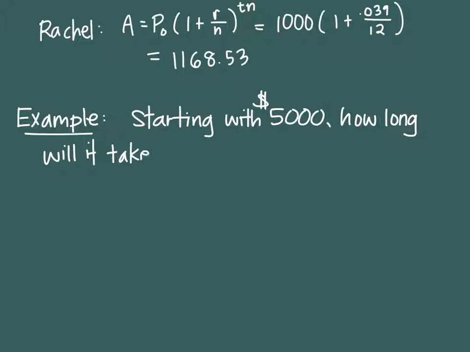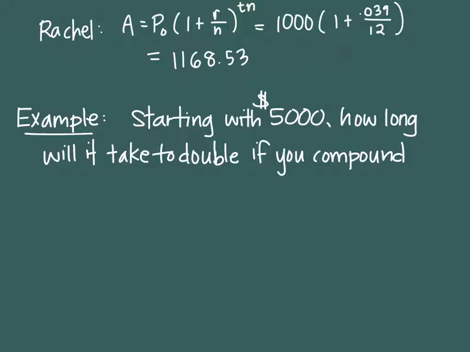Assuming that you're in compounding. If you compound quarterly at 5.25%. So a couple key words we have in here.